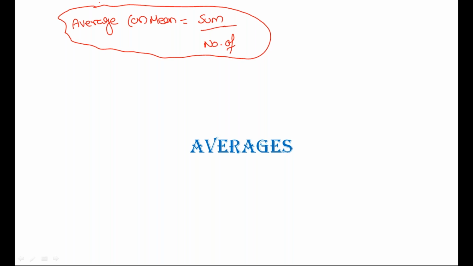Why do they define average as sum by number of? That's my question first of all. Why not define it as product by number of, or number of by product, or number of by sum? My dear friends, the basic meaning of average is equal distribution. The main purpose of average is equal distribution, to maintain equality.